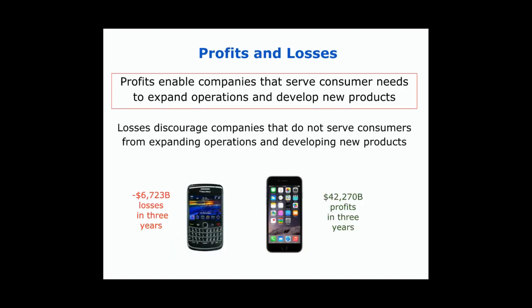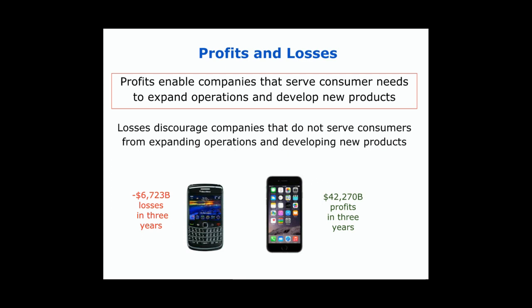Competitive markets also rely upon profits and losses. Profits and losses play an important role. When a company makes a profit, it enables them to serve the customer's needs. They can use the proceeds of the profit to expand their operations and develop new products. And similarly, the companies that are losing money are discouraged from expanding their operations, and usually have to shrink them. And so the profit and loss system winds up creating a reward for profitable companies, but it also is the way that we as consumers can guide the market.